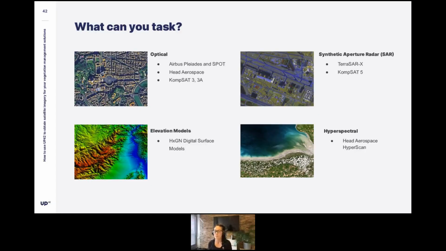Currently, what you can task with UP42 consists of the optical data sets such as Pleiades, SPOT, Hexagon Aerospace, and KOMPSAT. For synthetic aperture radar, we offer TerraSAR-X as well as COSMO-SkyMed. For elevation models, we have the Hexagon digital surface models, and for hyperspectral, we offer Hexagon Aerospace Hyperscan.